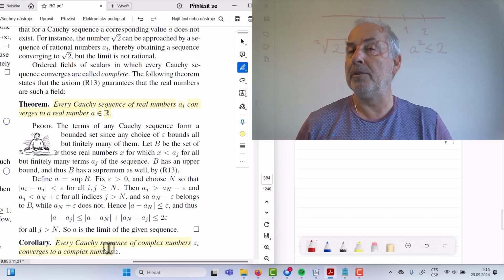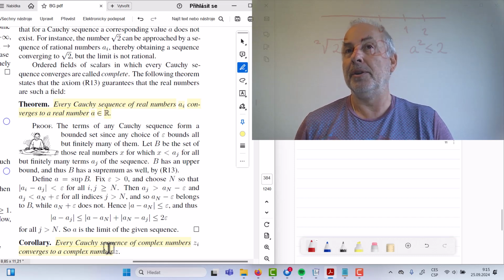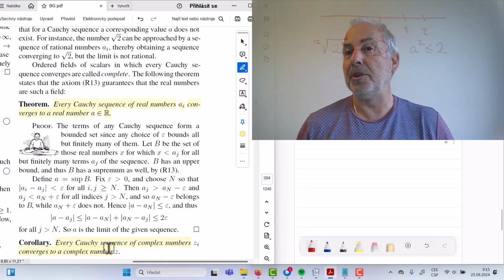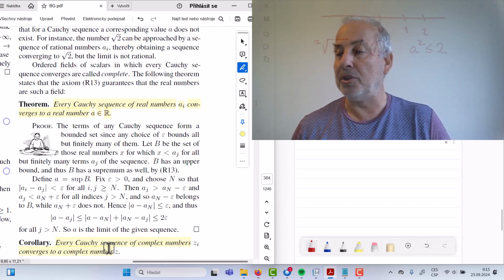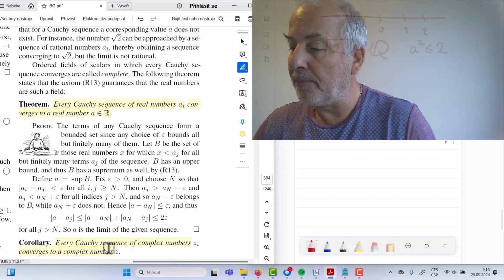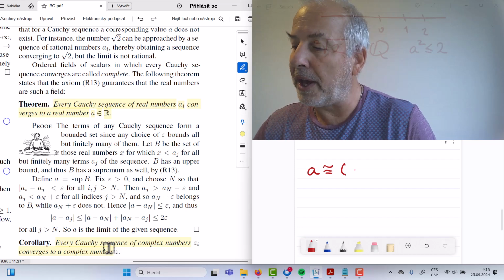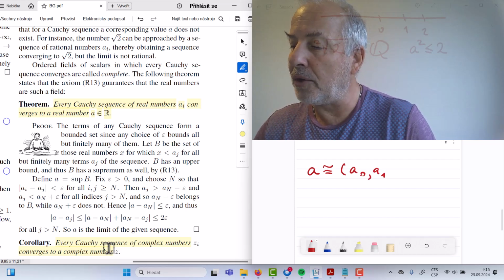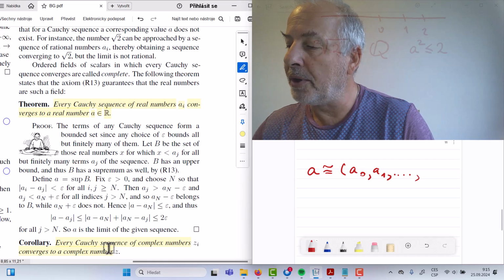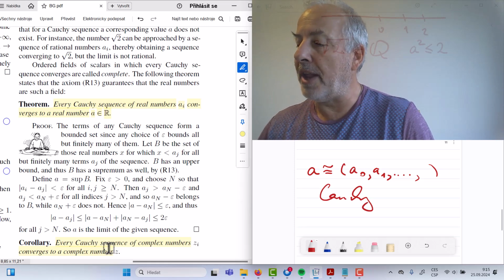Instead of taking quotients, we shall take Cauchy sequences of real numbers. So imagine a real number a will be something like a_0, a_1, and so on, and it will be a Cauchy sequence, and it will be an equivalence class.